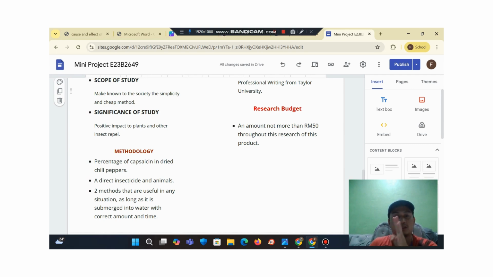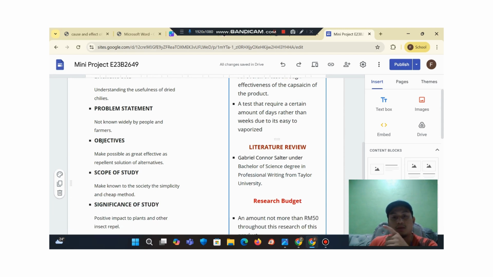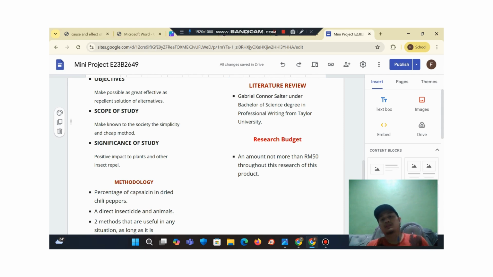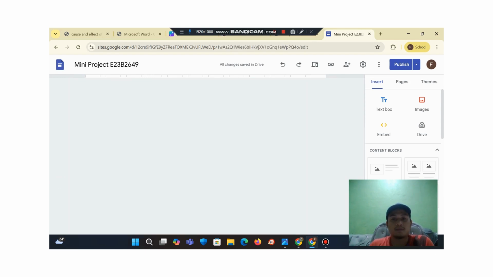My methodology, just like the previous one, includes data collection and an overall test for the effectiveness of the product, then the literature review. Lastly, the research budget is not more than 50 ringgit for what I tried to make.